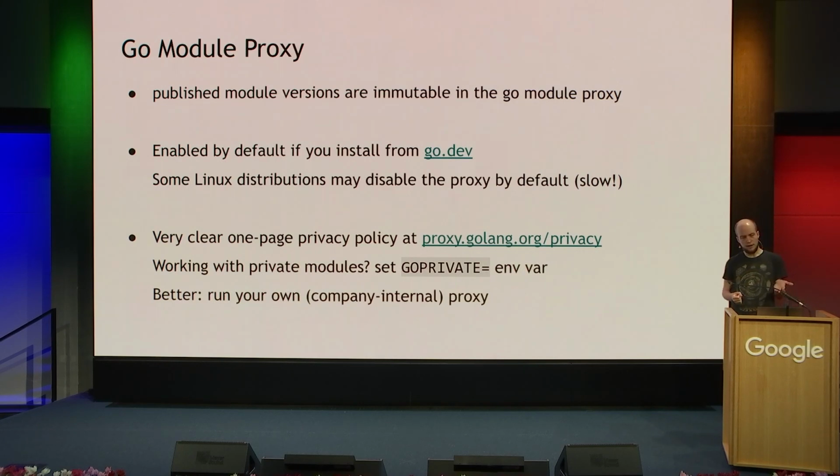I'm speculating that some people might disable the proxy because of privacy concerns. Personally, I think the privacy policy you can find at proxy.golang.org/privacy is very clear and totally acceptable. But if you're working with private modules where you don't even want the name of the module to leak to any sort of infrastructure, you can set the GOPRIVATE environment variable, and then it will not even hit the proxy for that. But you can still use the proxy for public stuff. So that would be my recommended setup.